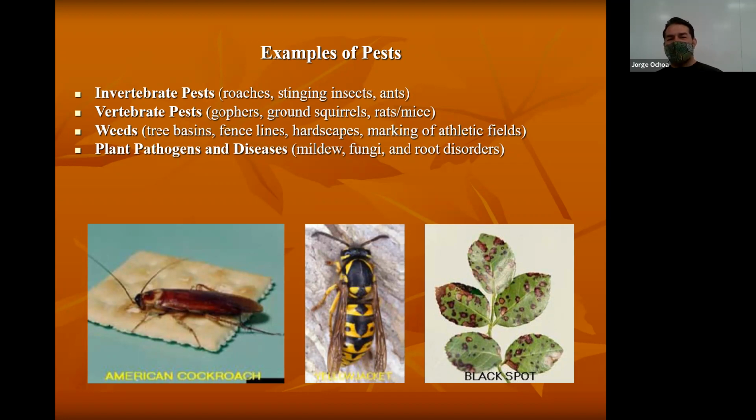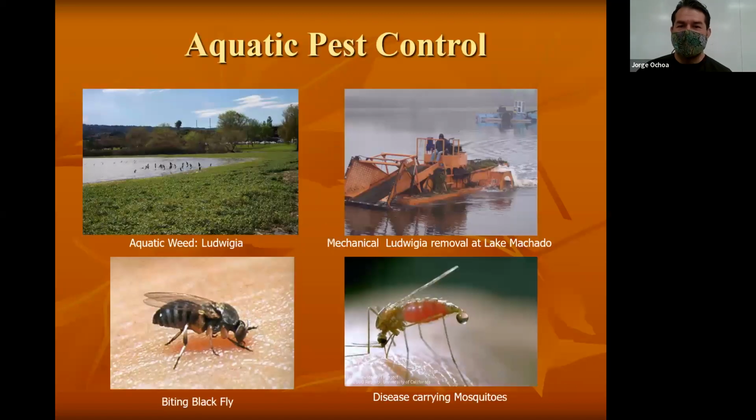So we have some of the invertebrates: insects, roaches, ants; vertebrates: gophers, ground squirrels, rats, mice. Don't bring those, please. Weeds, plants in different areas, or plant pathogens, plant diseases. And I'm sure some of you brought some of this already. So these are just some of the examples that we're going to see in class. There are also aquatic insects.